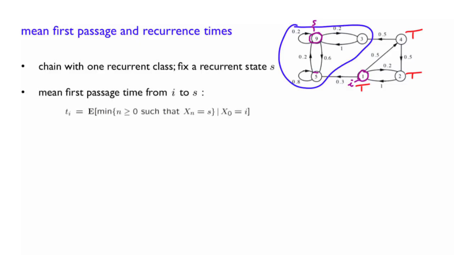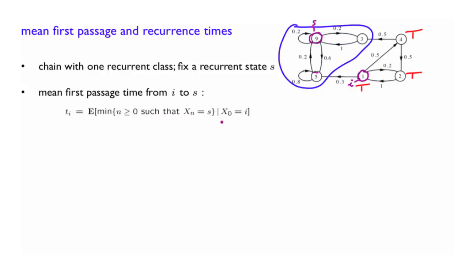So more precisely, this is what we would like to do. We would like to find the mean first passage time from i to s from any starting state i. Here we're going to illustrate that with 1. And mathematically, this is what we have here.